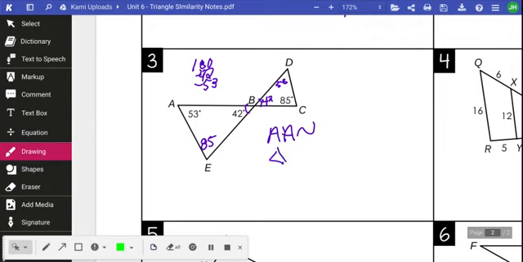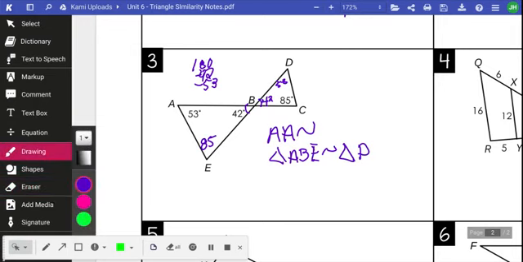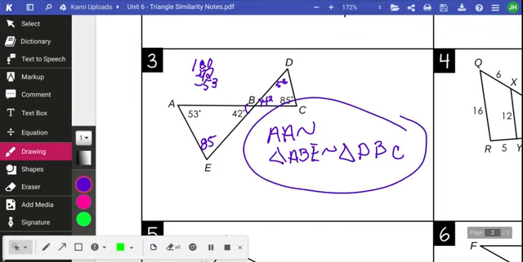So we'll write our triangle similarity statement. And how about we do ABE is similar to triangle. And A is going to be congruent to D because they have the same measure, and B is congruent to C because they have the same measure, and B is going to be congruent to itself, and E is going to be congruent to C. So all those will be your answer.